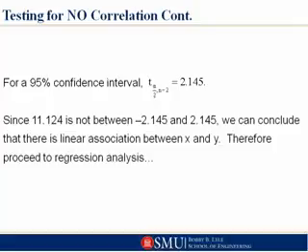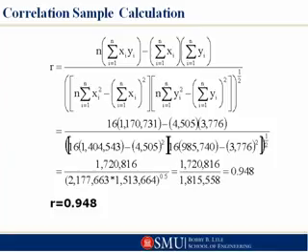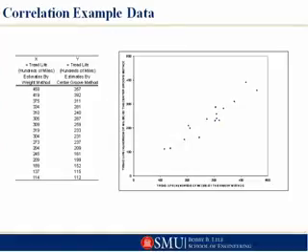11.124 is not between those two values, so therefore we can conclude that there is a linear association between x and y. Therefore, we can progress to regression analysis and say, okay, well, let me see if I can pull that back up. Where's that picture? There it is. Just eyeballing it quickly, yeah, it looks like there might be a linear relationship.